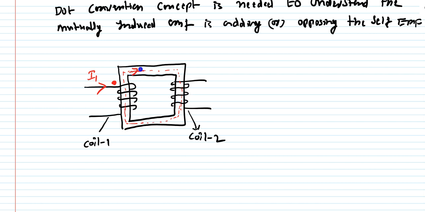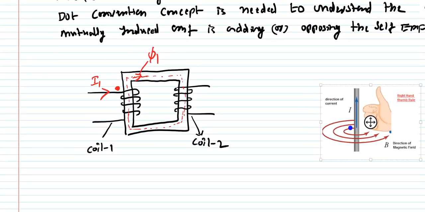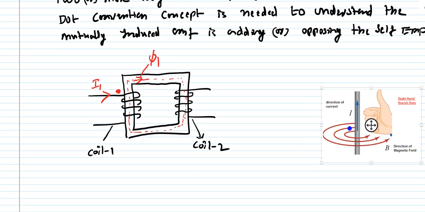Assume this is the direction of the flux phi 1. So this is the current direction, and what is the direction of the magnetic flux? We have already seen that using the right hand thumb rule. Suppose you have the conductor, this is the current direction, then the remaining fingers show the magnetic flux or magnetic field. Vice versa, if the thumb shows the flux direction, then the remaining fingers show the current direction. So that is what we have seen.